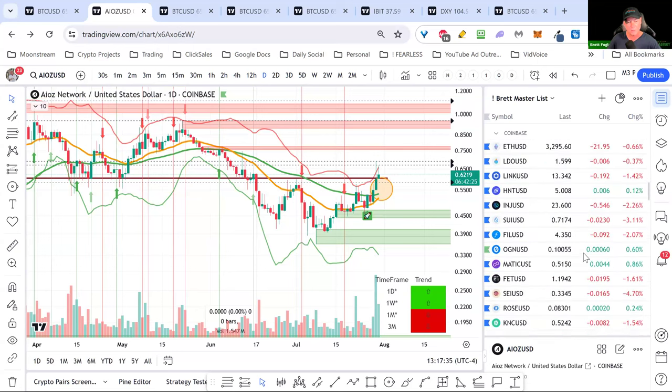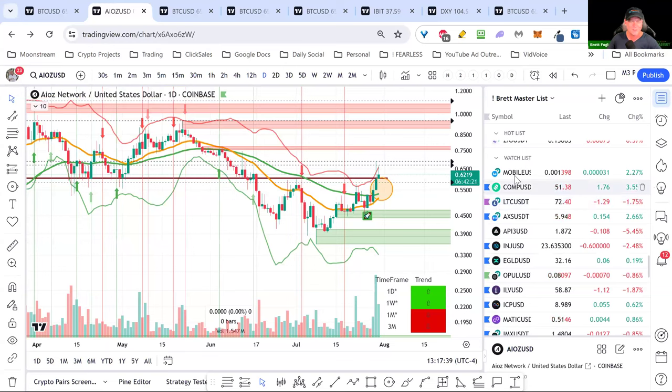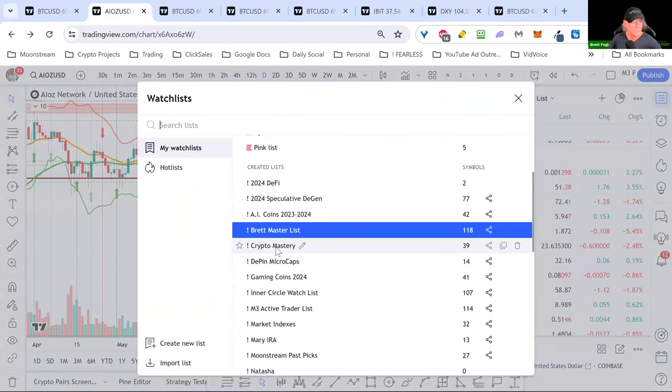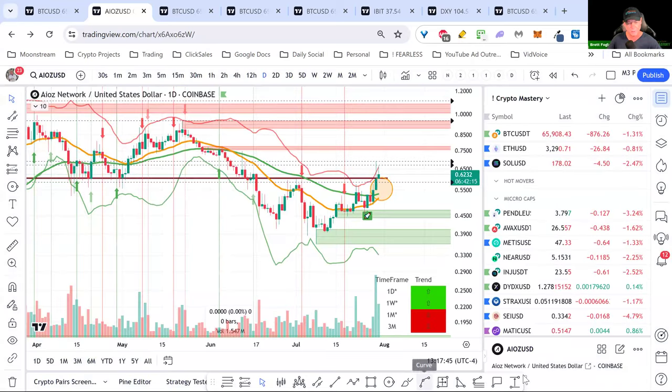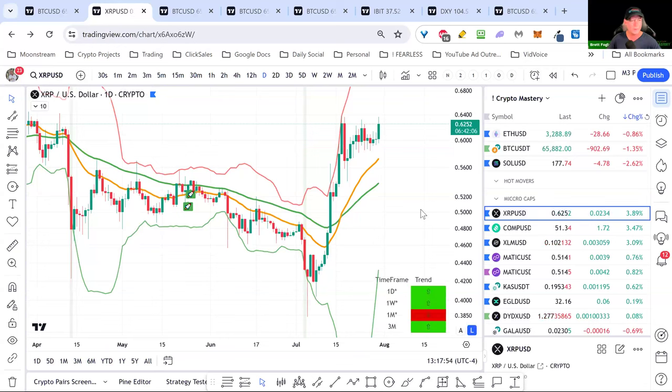And other coins, just going through a bunch of these. Let's look at the hot movers. This is just kind of my personal list, and I can also pull up our crypto mastery list as well, and some other sectors. We do try to keep these classes to an hour, so we don't have a whole lot of time. But just jumping through this, not a whole lot green. We've got XRP. I did say we'd look at XRP.